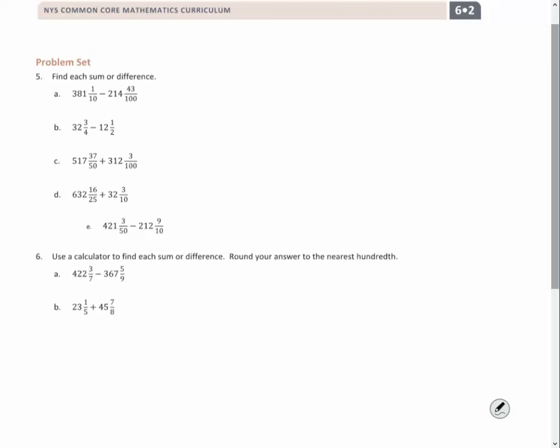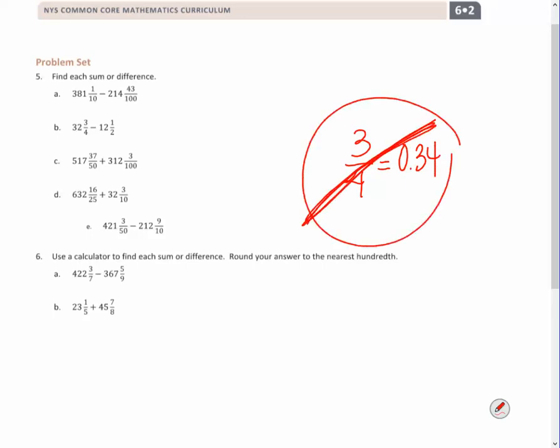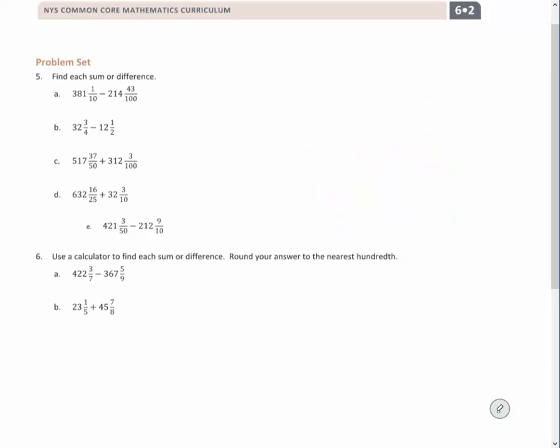But if I see any papers, and do not do this, everyone pay attention, if I see anybody do this, 3/4 equals 0.34, I am going to go insane, all right? That is not the case. So make sure you are not doing that. You're scaling it up to a power of 10. See if you make it a tenth, make it a hundredth, make it a thousandth. All right, if you can't, remember that division bar, that fraction bar means division, and you're going to divide your top number by your bottom number.